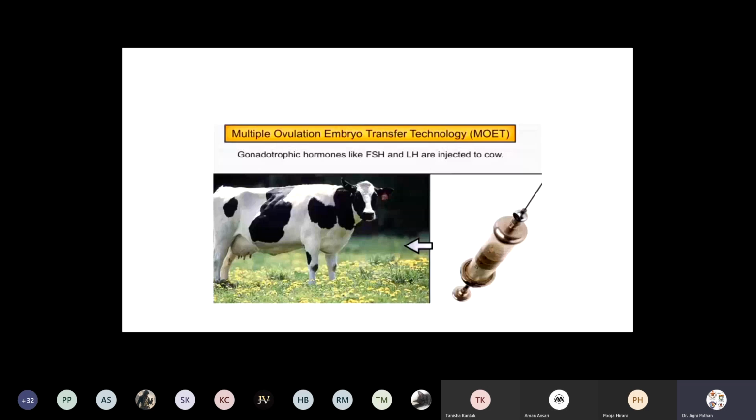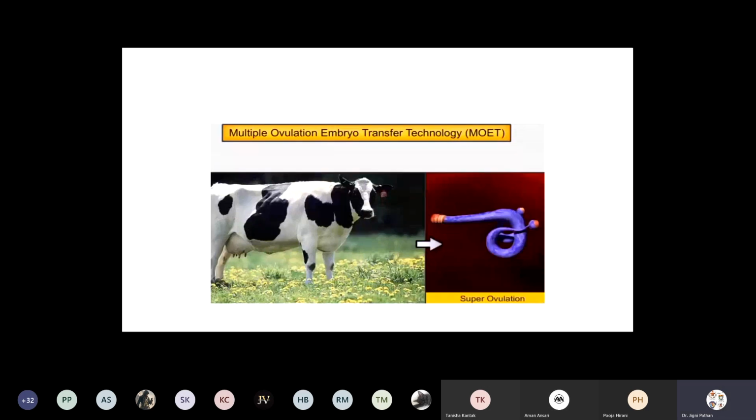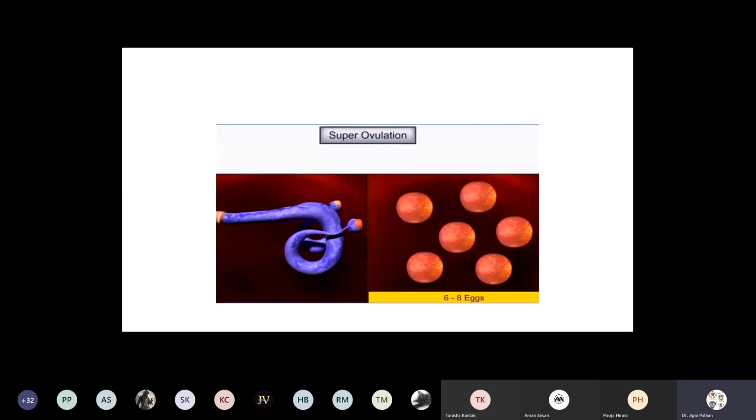Can you see the slide of superovulation? Superovulation to 6 to 18 eggs are produced. Can you see the slide of superovulation 6 to 8 eggs? No, ma'am. No? Kinmin can see. What about others? Can you see now?